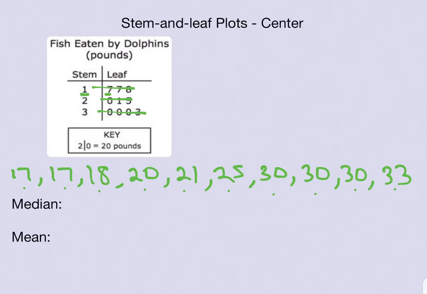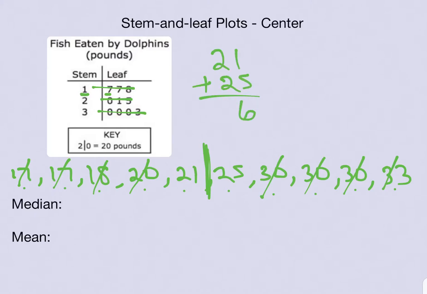What is the median of this data set? Okay, we're going to go ahead and use our strategy of marking off the lowest, highest, all the way to the middle. And because we have an even number of data points, we have two numbers in the middle here, 21 and 25. So we can add these two together, 21 plus 25. We're going to find the mean or the average of these, 46.